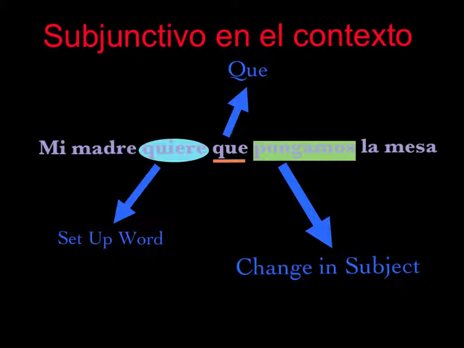Subjuntivo en el contexto. Mi madre quiere que pongamos la mesa. Now let's explain the sentence in context to the subjunctive. We know that quiere is the setup word of this sentence because it is written in the present tense. Next, it is very obvious where the que part of this sentence is, coming right after the setup word.